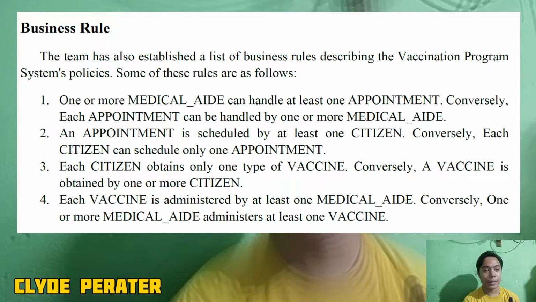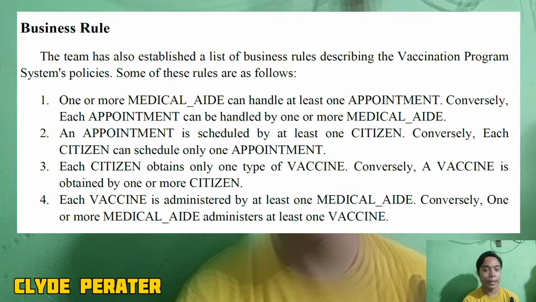The first business rule is one or more medical aid can handle at least one appointment. Conversely, each appointment can be handled by one or more medical aid. It is valid since each medical aid in a vaccination program can handle at least one appointment. After all, appointments are being handled for each citizen by an LGU facilitator who is in charge of messaging the registered people who have an appointment on their specific dosage of vaccine.